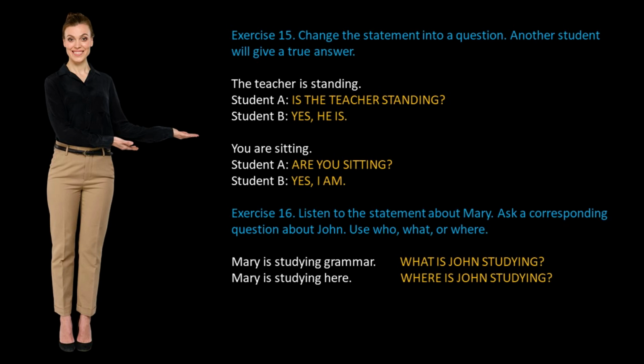Exercise 16. Listen to the statement about Mary. Ask a corresponding question about John. Use who, what, or where. For example, Mary is studying grammar. What is John studying? Mary is studying here. Where is John studying? Now, please do the following exercise. You can pause your video until you finish the exercise.